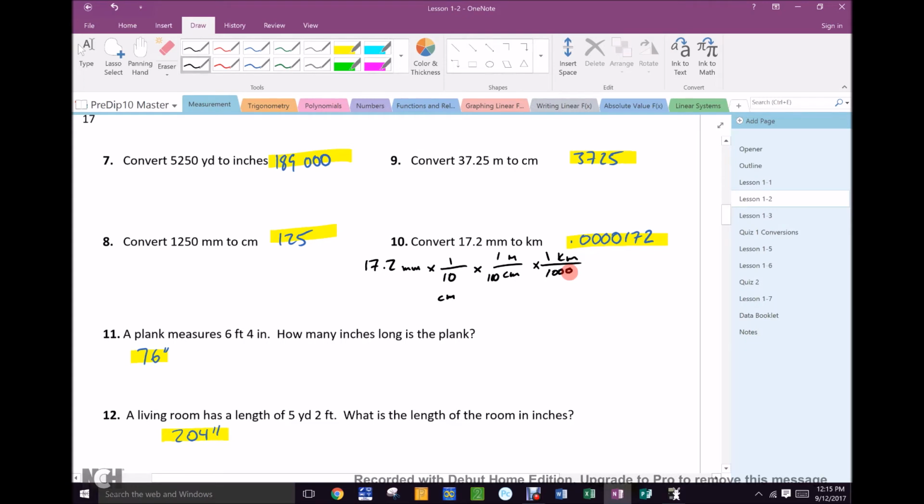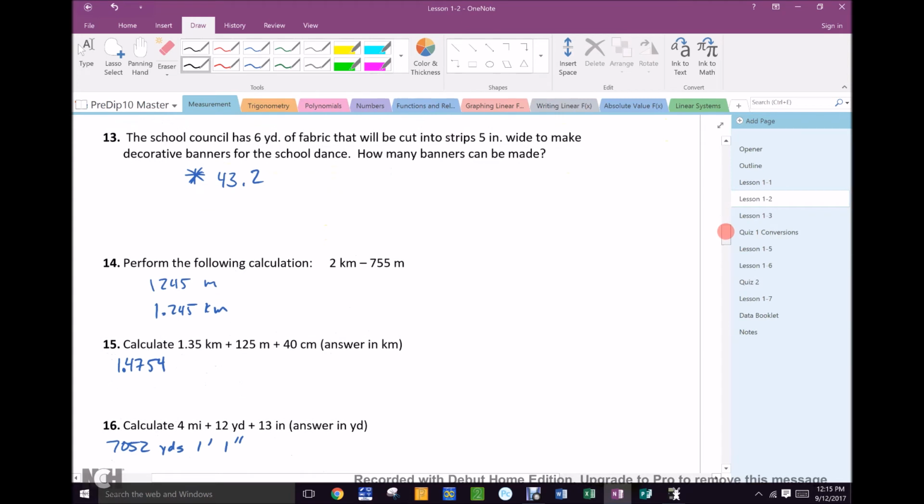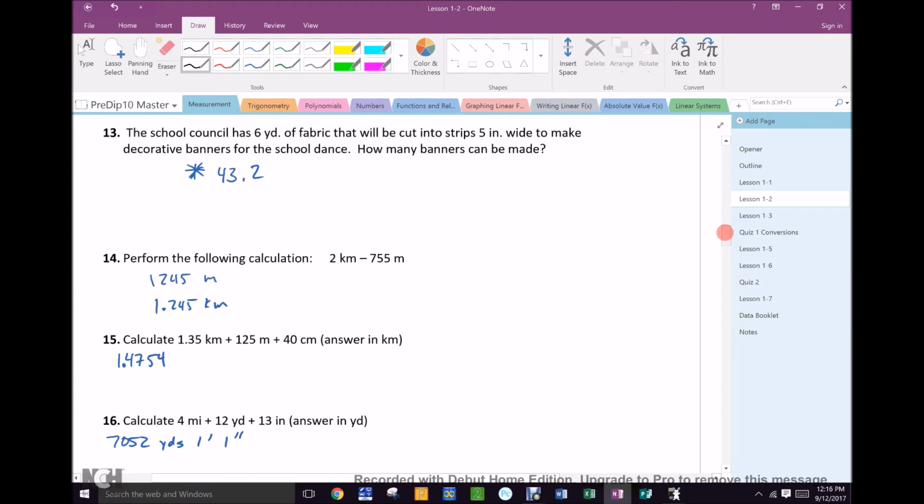Everybody good? All right, 76, no problem. 204, no problem. Yes? Excellent. Sim sim salabim. 13 is a problem. Why? Oh, because it's 43 point. You can't have 43.2 of a banner. Can't have 0.2 of a banner. So what's the right answer? 43. 43, right? Because I had 6 yards times 36, because the 1 was on the bottom. So I had 216 inches of fabric, right?